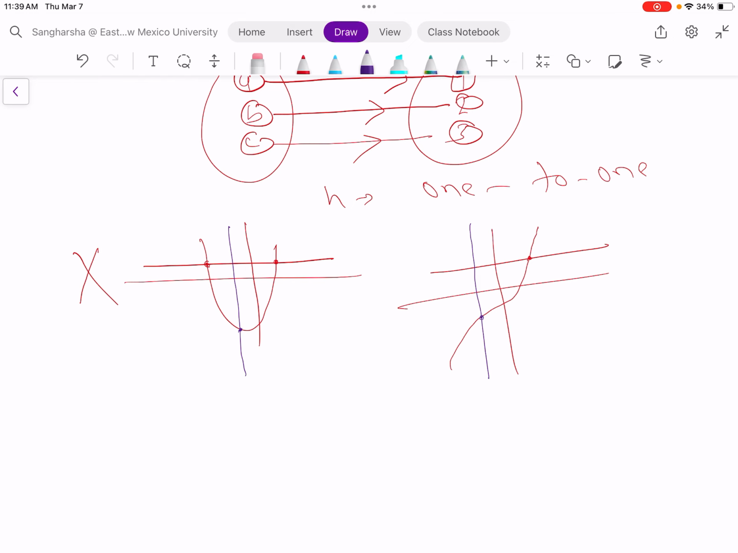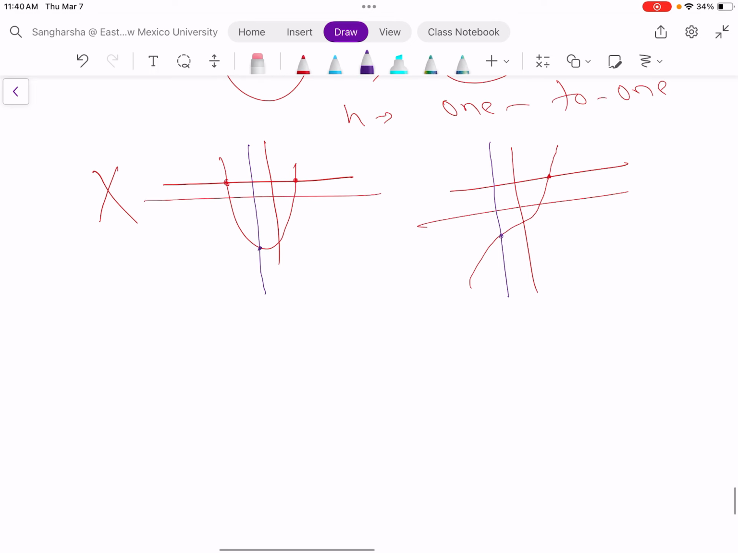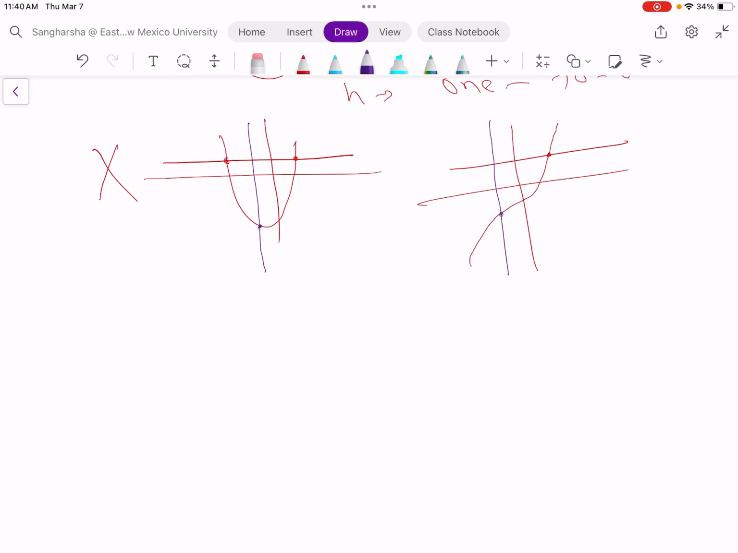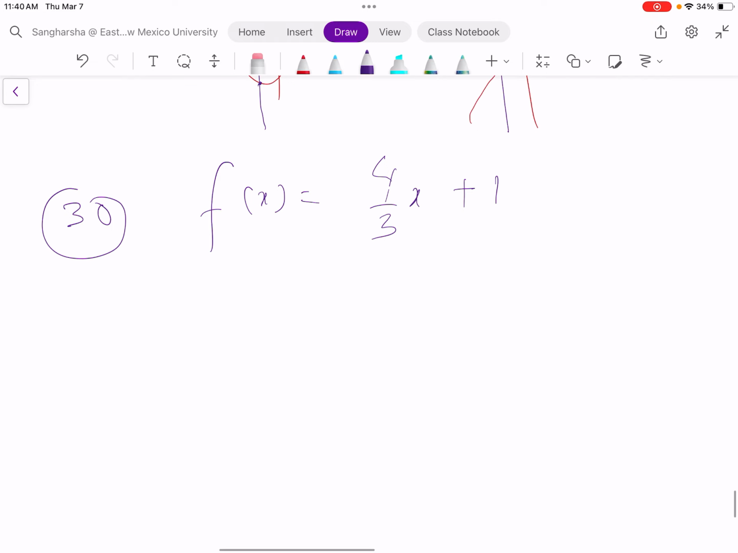Okay, the next, from 29 to 34, you will have to check whether a function is one-to-one or not. Let me do number 30. We have a function f of x equals 4 over 3x plus 1, and you need to check whether this function is one-to-one or not. You have to show, you have to verify. Not a graphical method. You have to use algebra here.